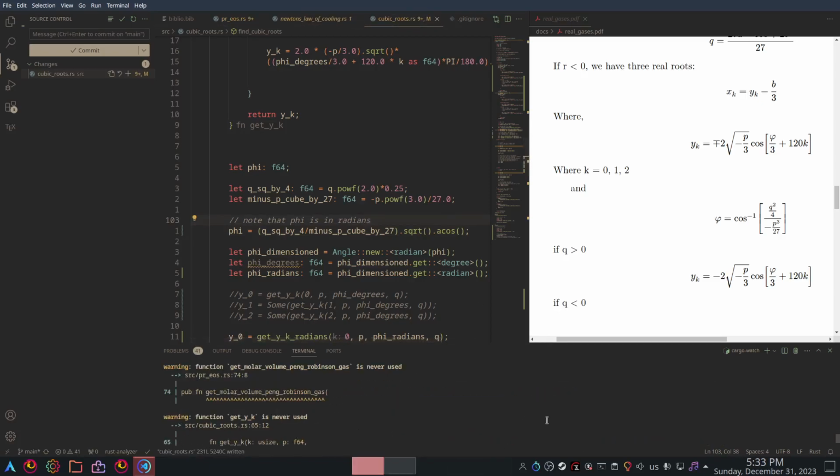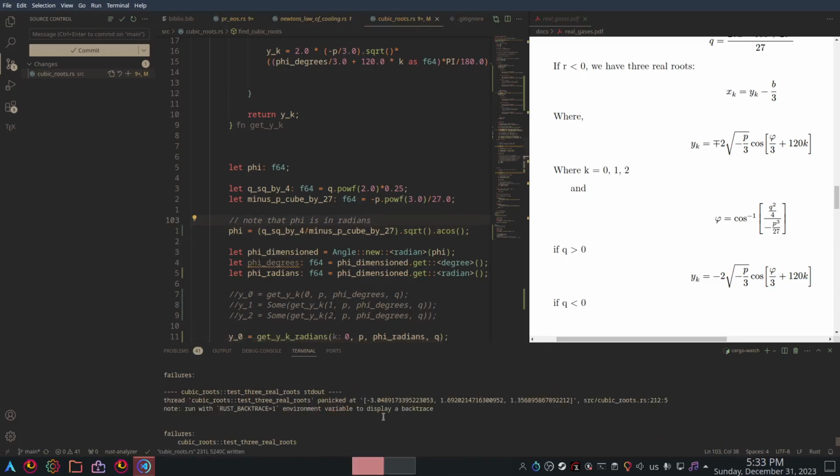And let's check the numbers this time. Ah, perfect. Minus 3.04891, 1.69, and 1.35. So that seems to be the formula which I copied over wrongly. So now we have a working cubic root finding algorithm. Not very neat, but at least the code works.